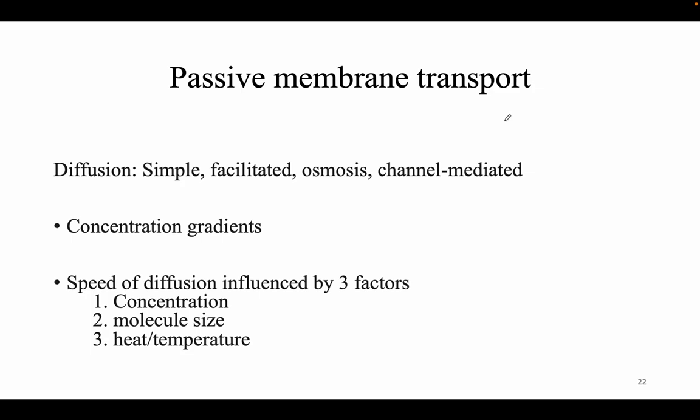Firstly, we'll talk about passive membrane transport. First, diffusion. Diffusion simply means something is diffusing from one place to another place. It can be simple, it can be facilitated. Simple means it's simply diffusing. Facilitated means something is facilitating it. Then there is a special type, osmosis, and channel mediated. Now, all of these diffusion mechanisms are influenced by three factors: concentration of the molecule, molecular size, and heat or temperature.